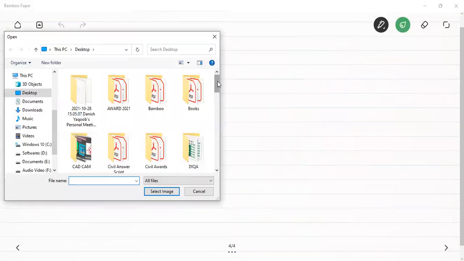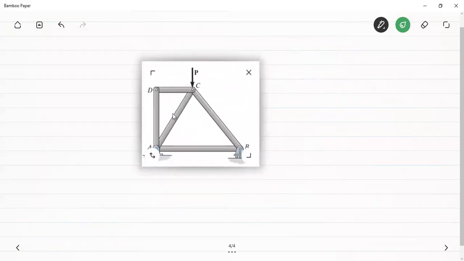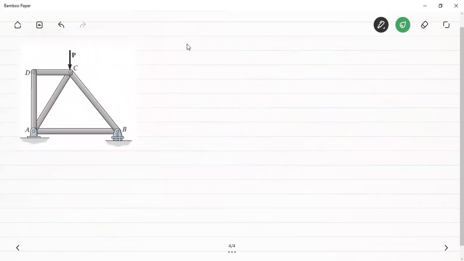Again, introducing this image. Let me focus again on this DC member. This is D, this is C. This is the force in the member DC. This shows the force in the member DC, and initially we assume this to be tensile. This is how a tensile force is shown here.